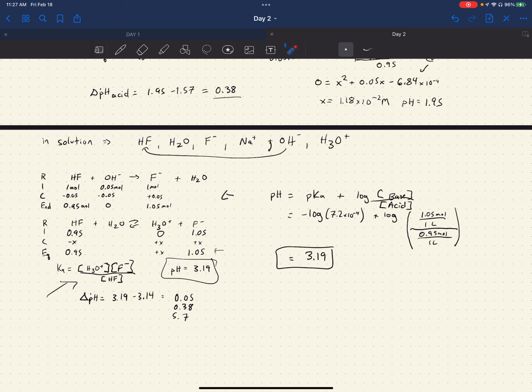So that's Henderson-Hasselbalch. It can simplify buffer problems quite a lot.